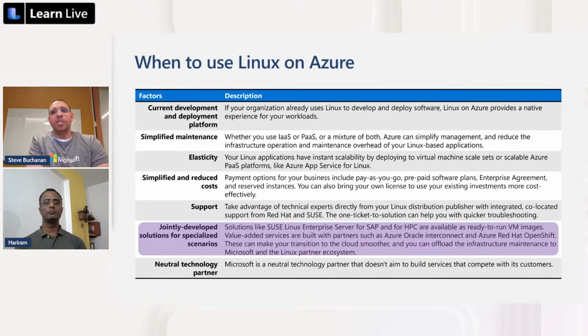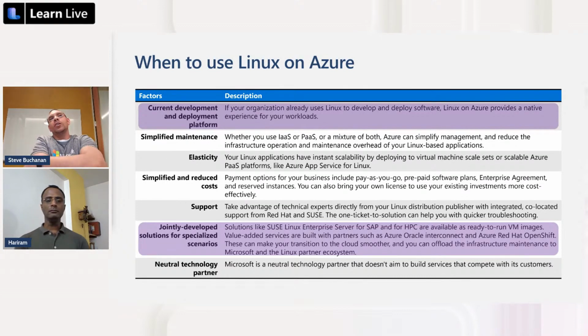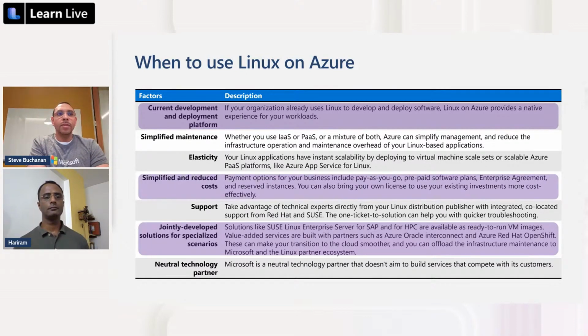Also, if you're running HPC workloads, that's another example, or maybe you're running Oracle workloads. That's another example where we already have what you need on Azure from an is-this-supported perspective. And then, your current development and deployment platform. If you're already using Linux to develop and deploy software, Linux on Azure is a great option. And simplified and reduced costs. Again, that pay-as-you-go model, prepaid, enterprise agreements and reserved instances are examples of all of that.